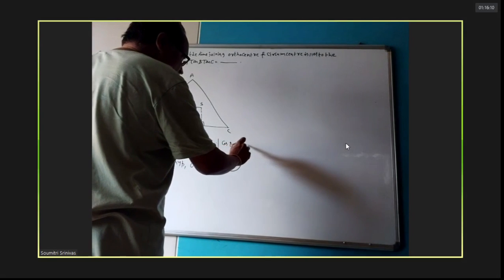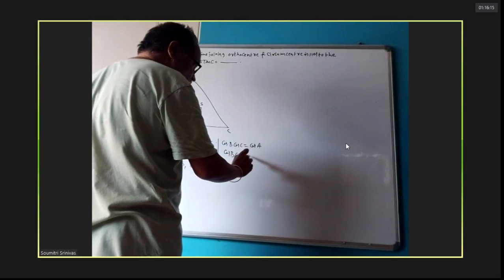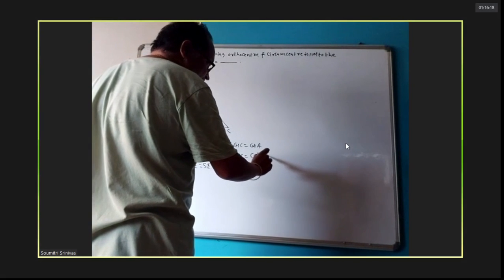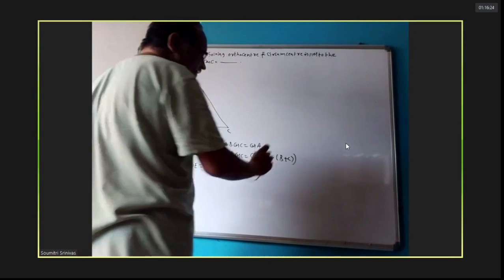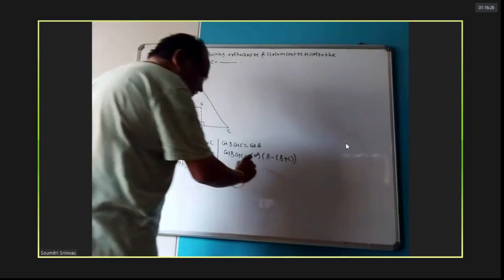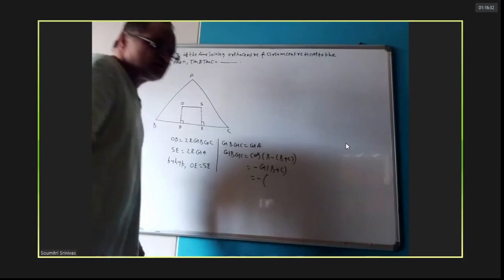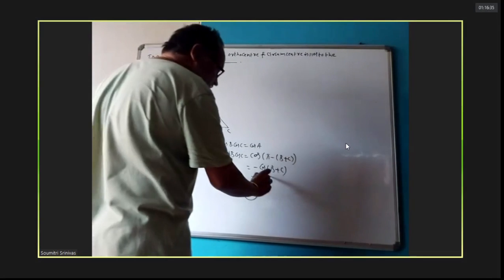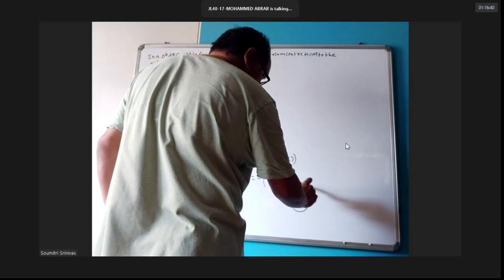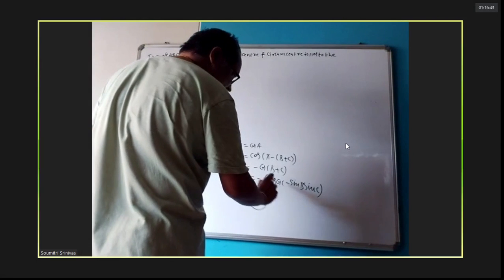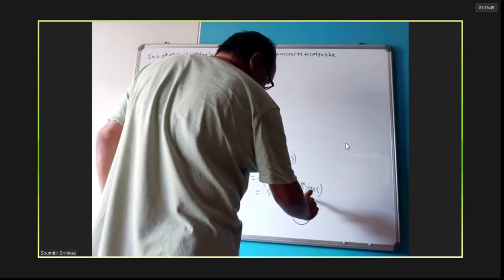Cos B cos C is equal to cos A. Cos A is cos of triangle angle, 180 minus of B plus C. Cos 180 minus theta is minus cos theta. So minus cos of B plus C. What is the expansion of cos of B plus C? Cos B cos C minus sin B sin C. Take the negative sign inside: sin B sin C minus cos B cos C.